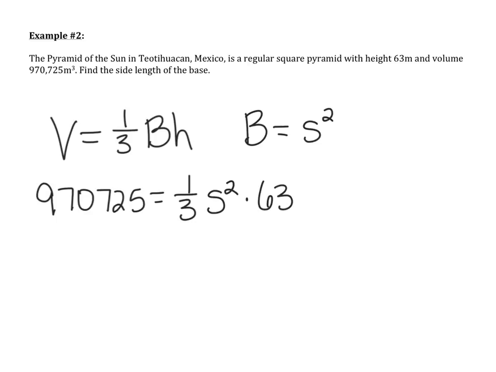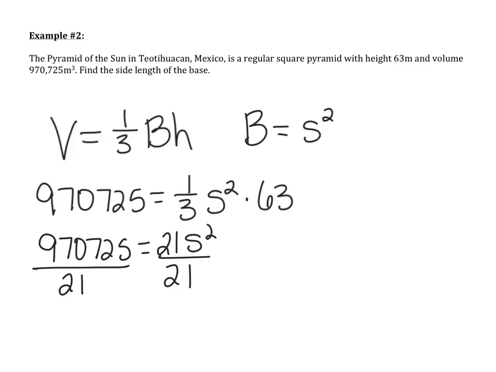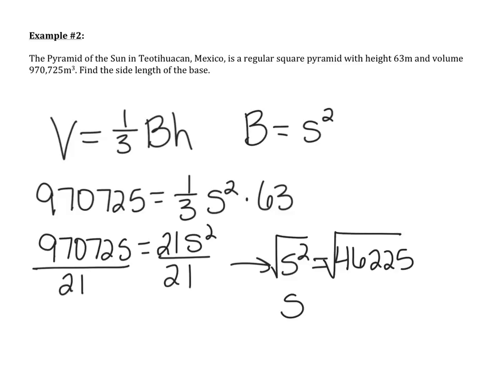To simplify this, I would just take the 1/3 times the 63, which is the same thing as taking 63 divided by 3. So I'd have that 970,725 equals 1/3 of 63, which would be 21, s squared. The first thing I would do is divide by 21. So I'd end up with s squared equals 46,225. And then all I'd have to do is take the square root of both sides to find the measure of one of the sides of that square pyramid's base.